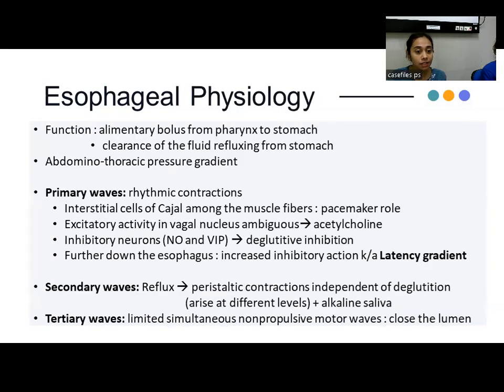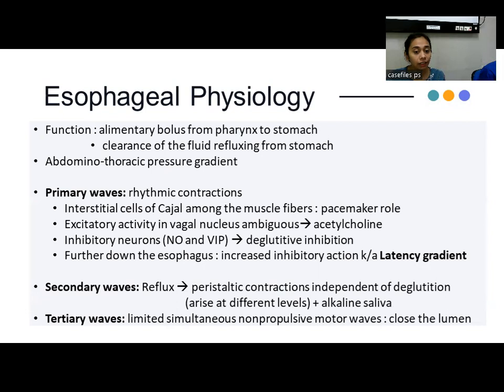The function of the esophagus essentially is to propulse the alimentary bolus from the pharynx to the stomach and to clear fluid refluxing from the stomach. It essentially works on the abdominothoracic pressure gradient. The primary waves are rhythmic contractions, which are initiated by the interstitial cells of Cajal, which are present on the muscle fibers and play a pacemaker role.